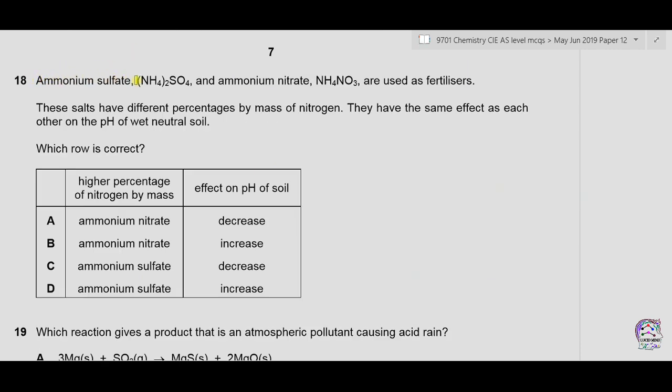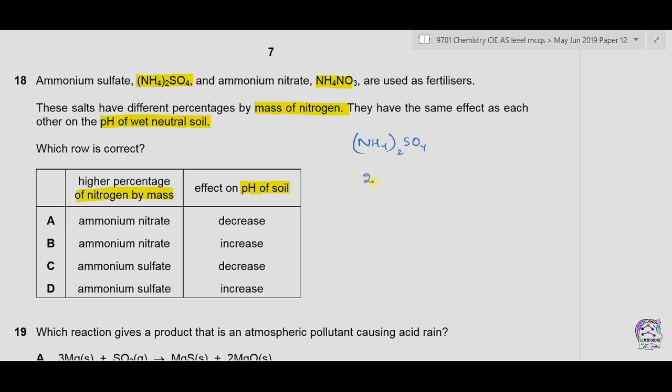Question number 18. Ammonium sulfate and ammonium nitrate are used as fertilizers. These salts have different percentages by mass of nitrogen. They have the same effect as each other on the pH of wet neutral soil. Which row is correct? So we have to find out the higher percentage of nitrogen by mass and the effect on pH of soil. Let's first find out the molecular mass of these two compounds. First one is ammonium sulfate.